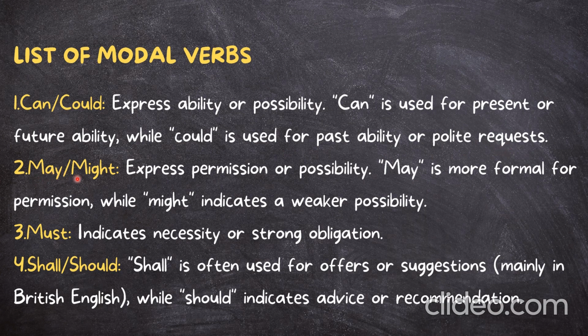May and might express permission or possibility. May is more formal for permission, while might indicates a weaker possibility. Must indicates necessity or strong obligation. Shall and should. Shall is often used for offers or suggestions, while should indicates advice or recommendation.